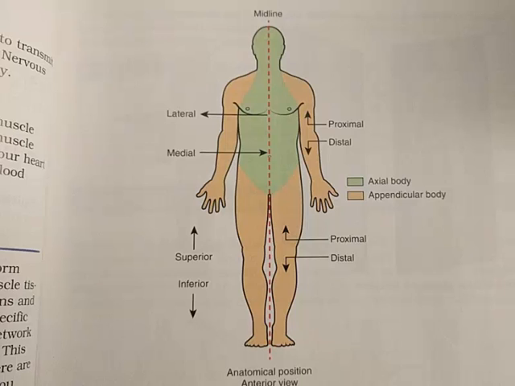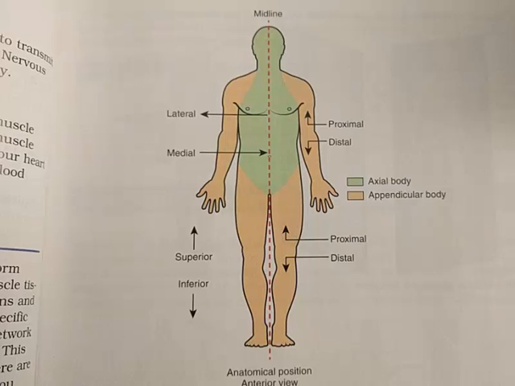The midline is an imaginary line that runs from the head to the feet through the umbilicus and divides the body into right and left halves. The midline is often used as a point of reference. In general, the axial portion of the body includes the head, neck, and trunk. The appendicular portion of the body includes the arms, upper extremities, and the legs or lower extremities.